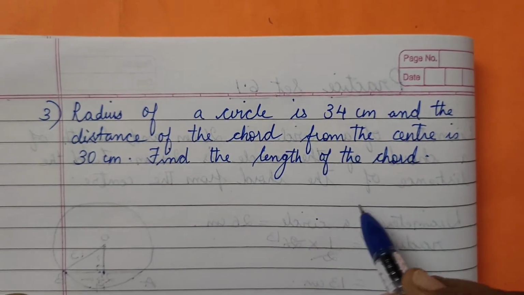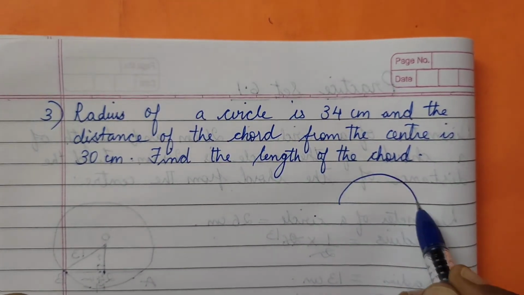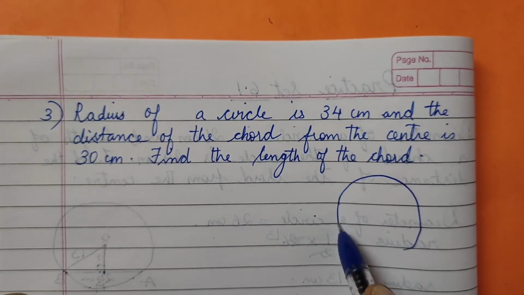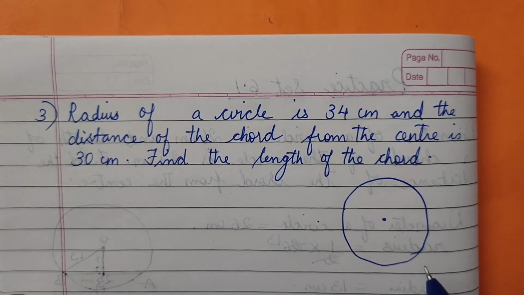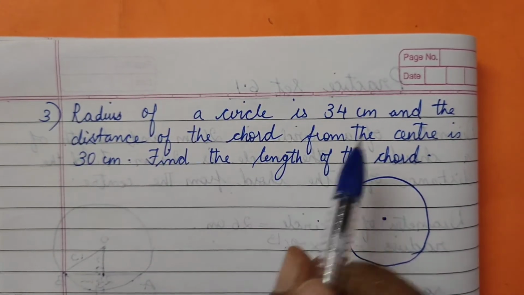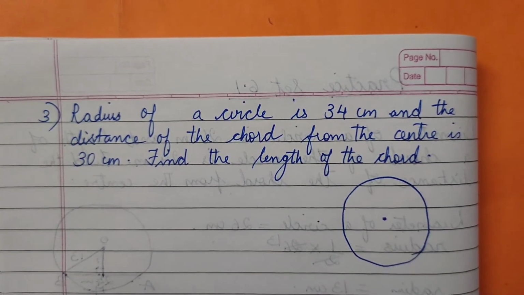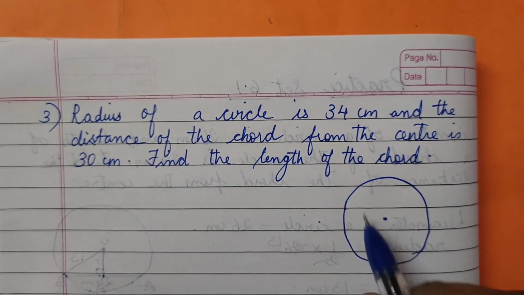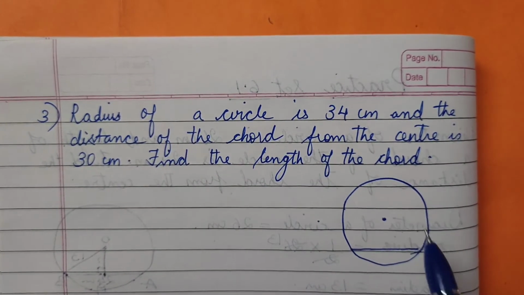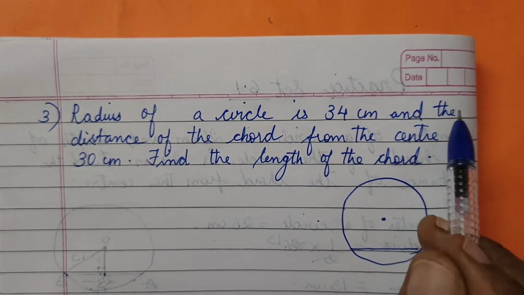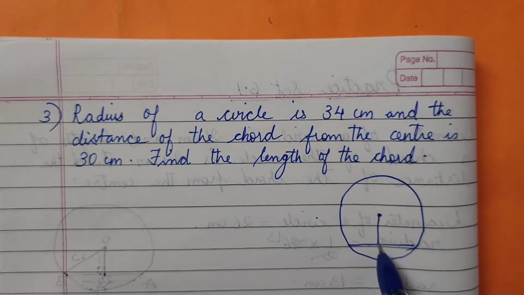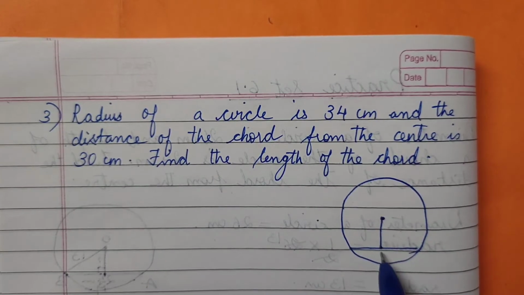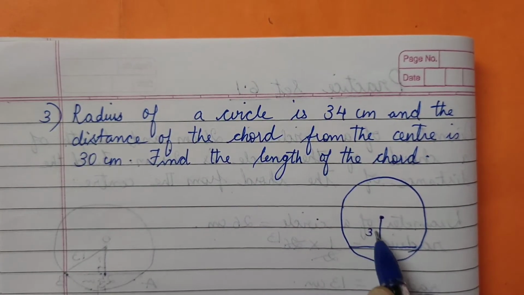Firstly, we will draw it roughly. We always get a good idea when we draw the figure properly. See here, this is the center of the circle, right? Now, the radius of the circle is 34 given. So, we will draw a chord here, and the distance of the chord from the center, it is coming from the center. This is 30 centimeters, as they have given.